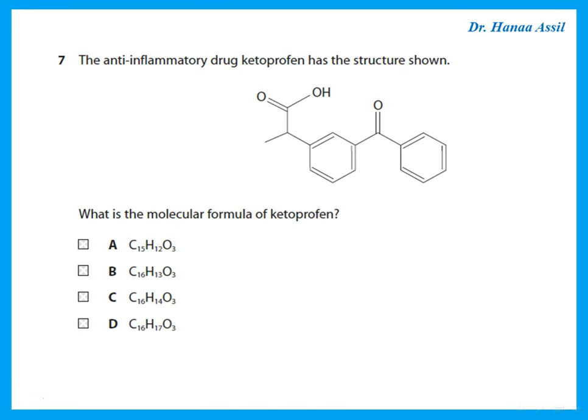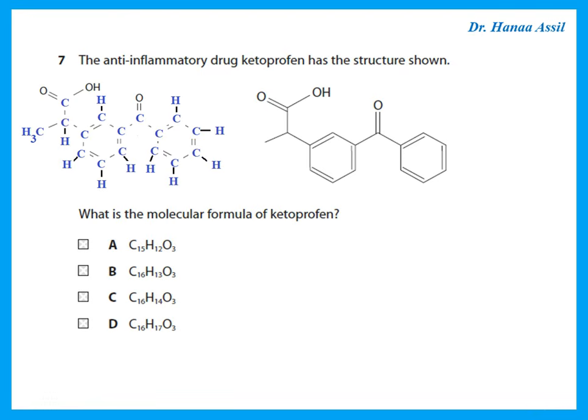The anti-inflammatory drug ketoprofen has the structure shown. What is the molecular formula of ketoprofen? This should be an easy question. When you look at these structures, at each junction, we have a carbon, and each carbon should be bonded to a total of 4 bonds. So if it doesn't have 4 bonds, then the fourth is a hydrogen. If you count all the carbons, hydrogens, and oxygens, you will find that we have C16, H14, and 3 oxygens. So that is my molecular formula.